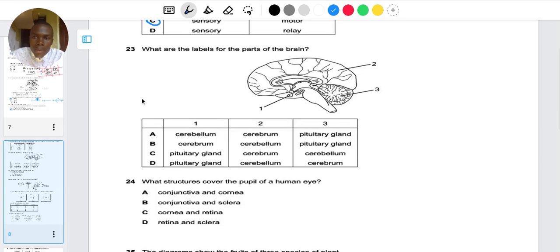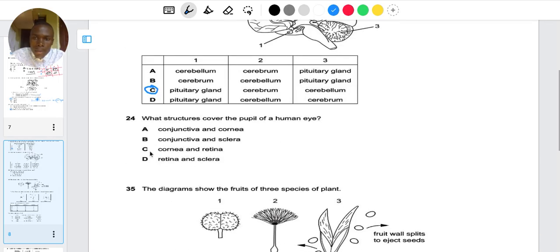Then the next one, what are the labels for the parts of the brain? So we have the pituitary gland, we have the cerebellum, and then this one is the cerebrum. So we are going to have C here.